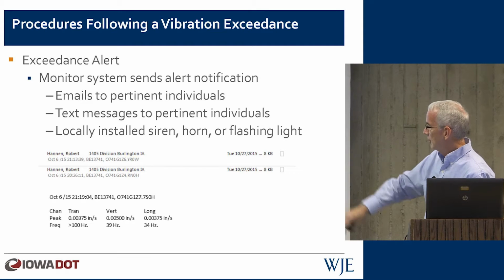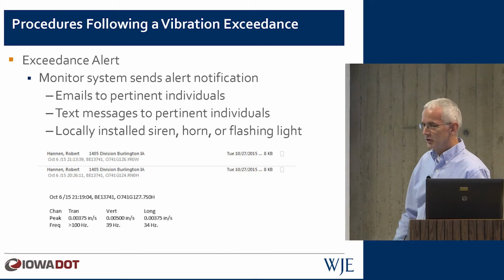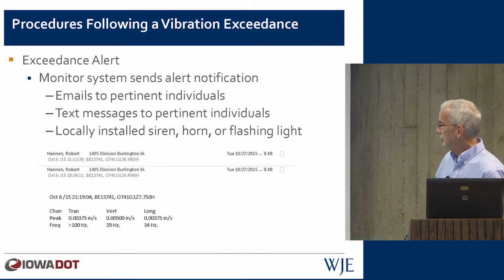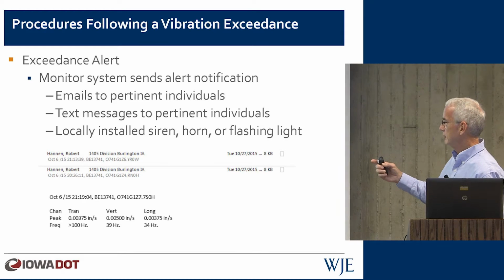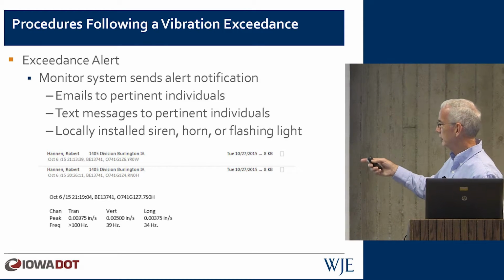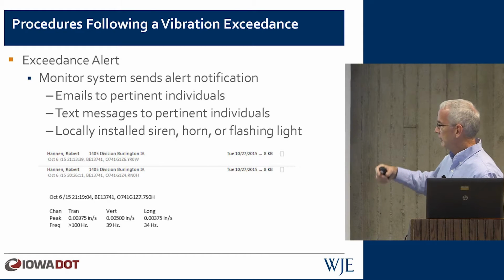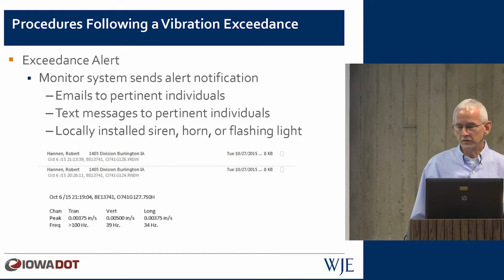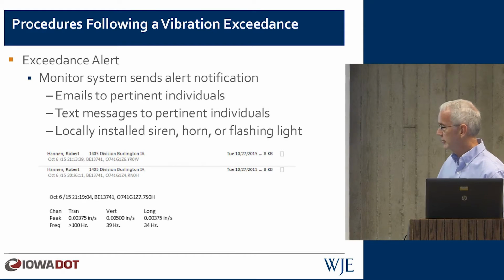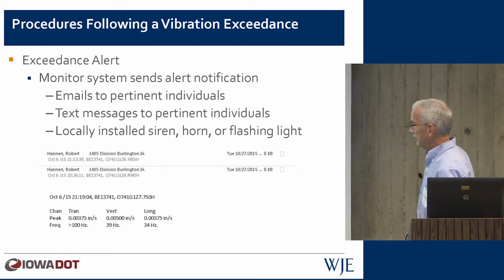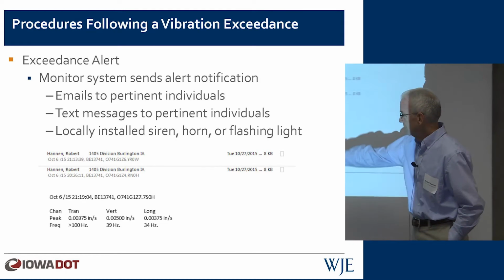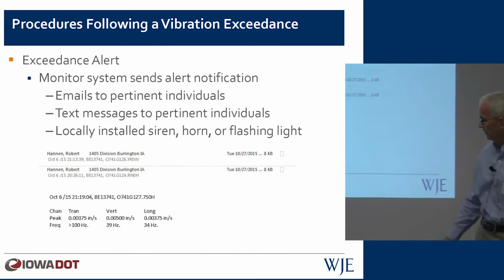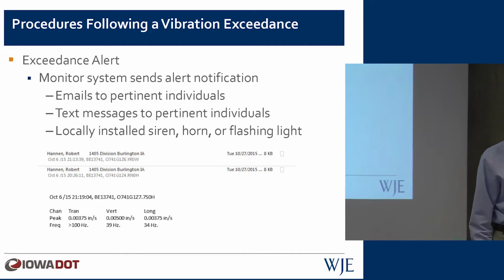You can see at the bottom that the information that's included in the email gives you the peak particle velocities in each of the three directions, the transverse, vertical, and longitudinal. It gives it to you in terms of the particle velocity in inches per second and the frequencies that were associated with that. And you might notice that the transverse vibration amplitude had a frequency that was greater than 100 hertz.